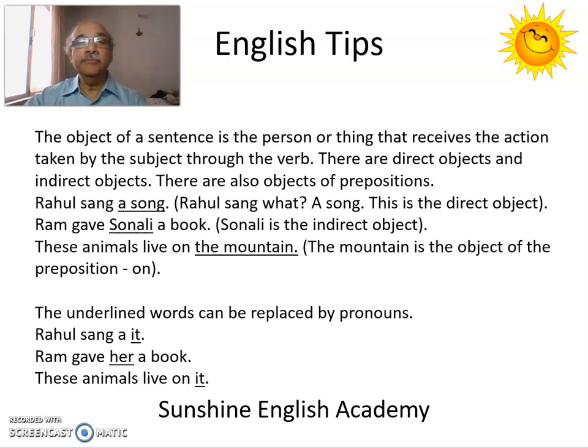So now let's replace those objects with pronouns. So the first one, Rahul sang it. It replaces a song. Ram gave her a book. Her replaces Sonali. These animals live on it. It replaces the mountain. These are all object pronouns that we have used to replace the objects.